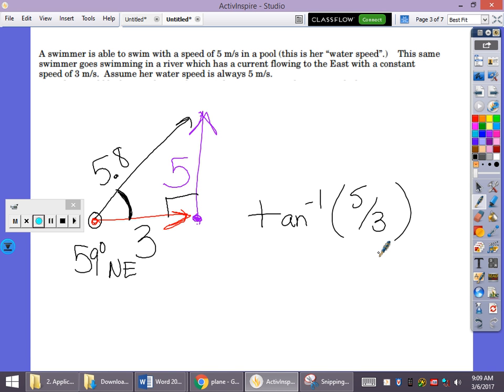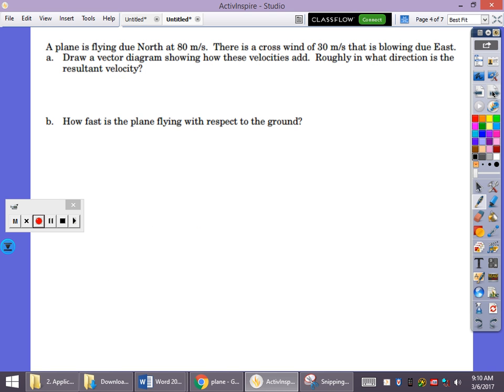Because it'll ask you either direction or speed. Direction is the angle, speed is the length of the line, the magnitude. Good? All right. So jot that down if you're having a hard time remembering that. Okay, I want everyone to try number 3 on their own, bless you. 3 on your own.